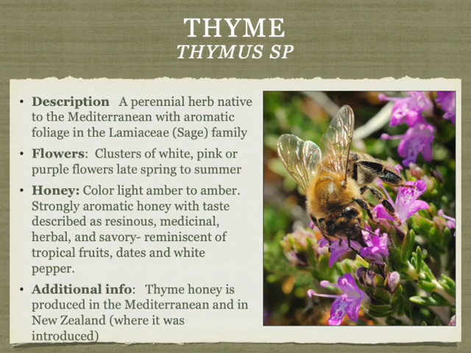Thyme. It's an herb native to the Mediterranean and introduced elsewhere. You know, it's used as a herb for cooking, and it's planted for landscaping. The honey's color is light amber to amber. It's strongly aromatic with a taste like resin, medicinal, herbal, savory, sometimes reminiscent of tropical fruits, dates, even white pepper. Most of the commercial thyme honey is produced in the Mediterranean, with some from New Zealand where it was introduced.